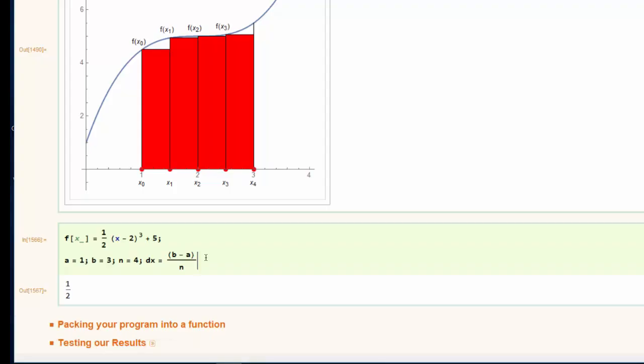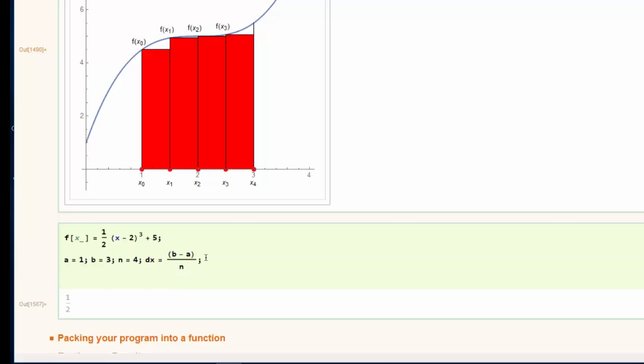The next thing I have to do is figure out what the x sub 0, the x sub 1, the x sub 2 values are. So if I'm thinking about what those values are, the x sub 0 would just be my a value. It's the left side of my interval. Now the x sub 1 value, I'd have to start at my left-hand side and add delta x. So my x1 would be a plus 1 times delta x. To get to x2, I'd have to add another delta x. In other words, that would be a plus 2 times delta x. X sub 3 would be a plus 3 delta x. So in general, the x sub i endpoint would be a plus i times dx.